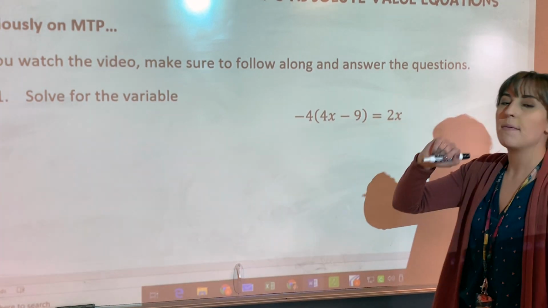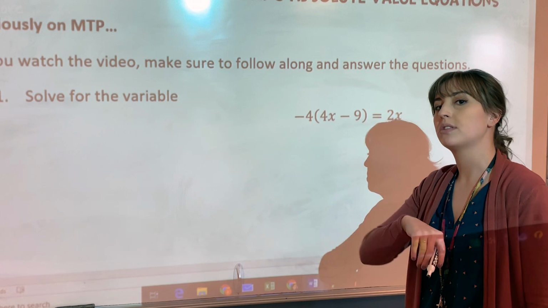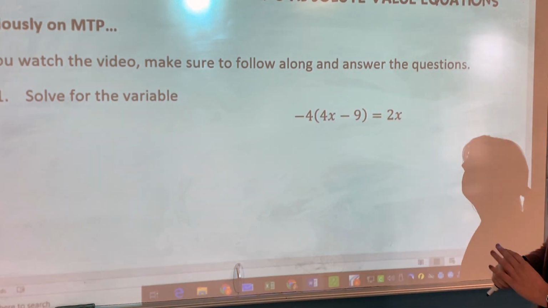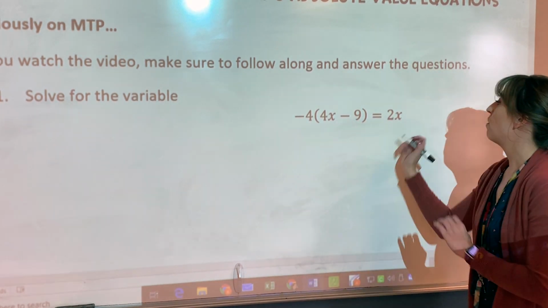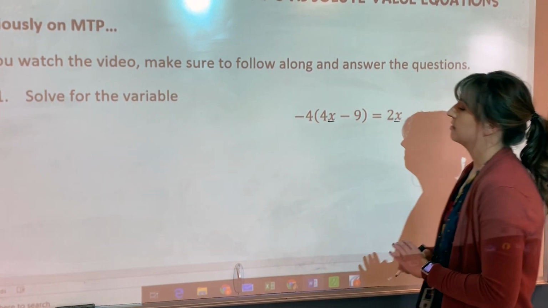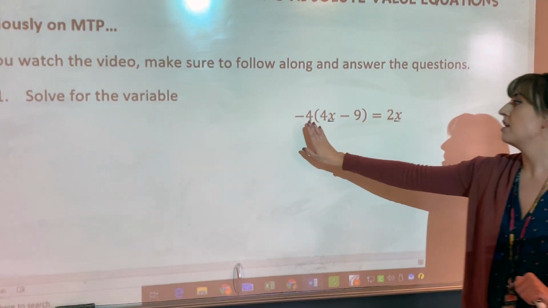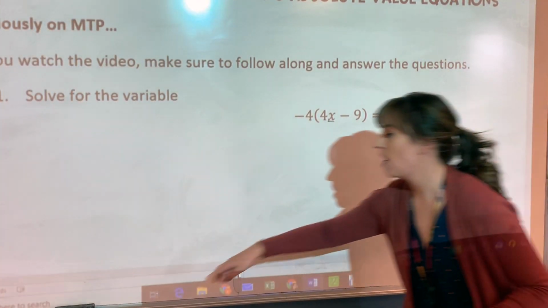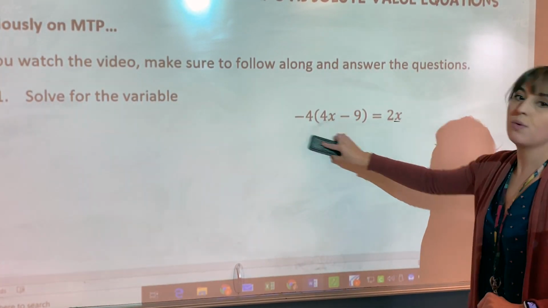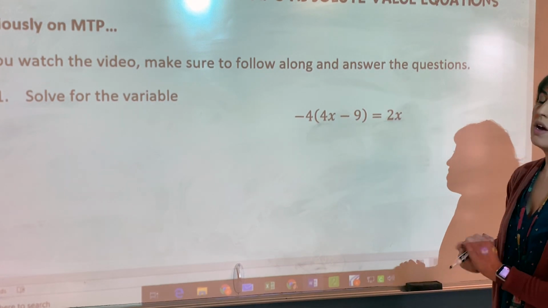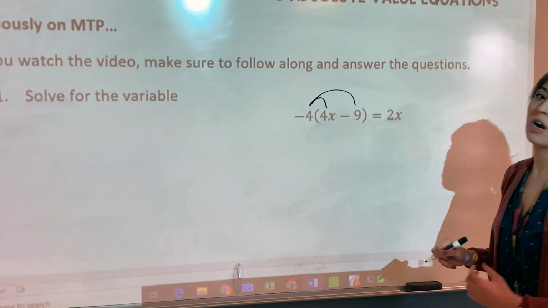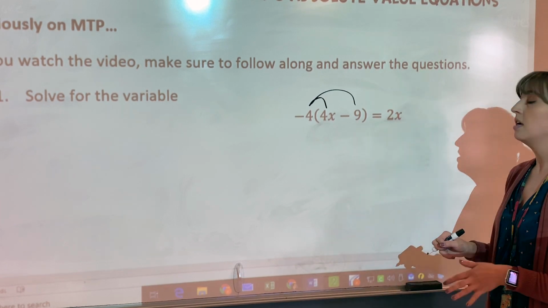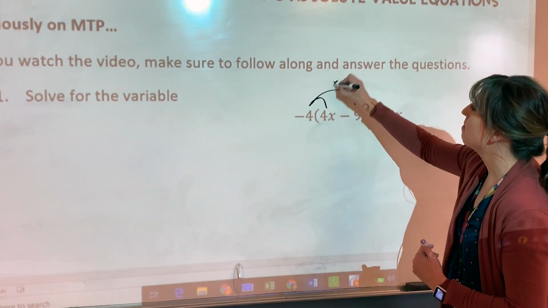So, to recap from the last video, which was solving linear equations, we're going to do a problem right here, and it's to solve for the variable, which the only variable is x. When there is a number in front of a set of parentheses, you do what is called the distributive property, which means you are going to distribute the -4 into every term inside of the parentheses. And when you do that, you're technically multiplying.